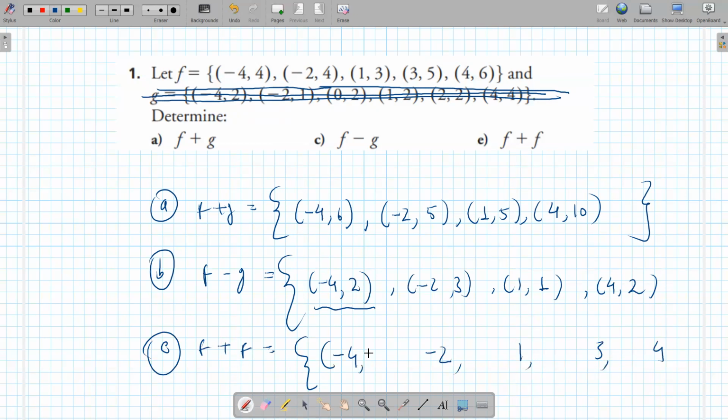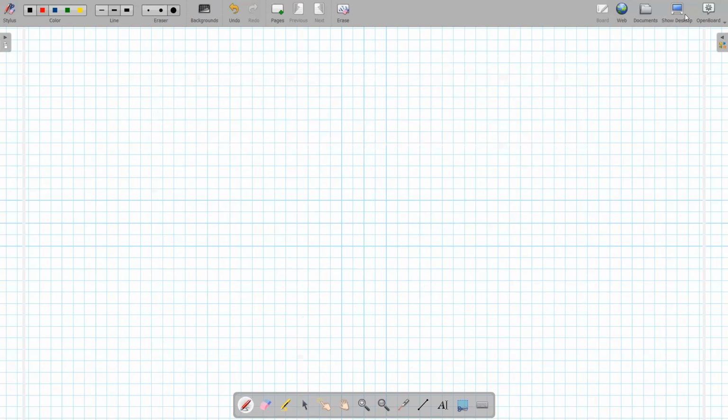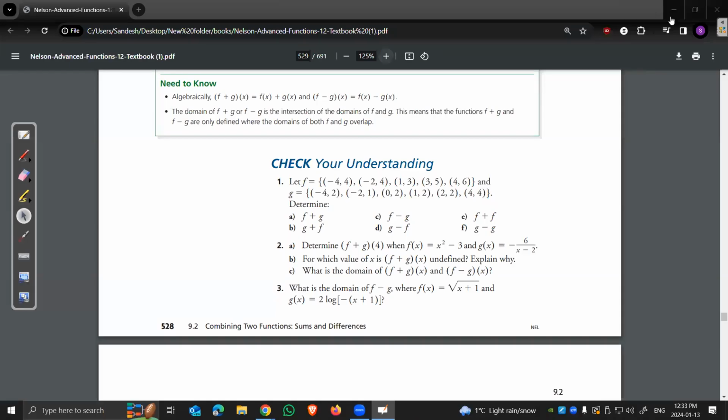So negative 4 and 8, just add this with itself, basically. Negative 2 and 8 as well. 1 and what? What's the y value of 1? 6. 3 will be 10, and then 4 will be 12, like that. There we go. That's f plus f. That makes sense? So when you're adding the coordinates, it's going to exist where they are both sharing the x values. Everything else, it's not going to exist.